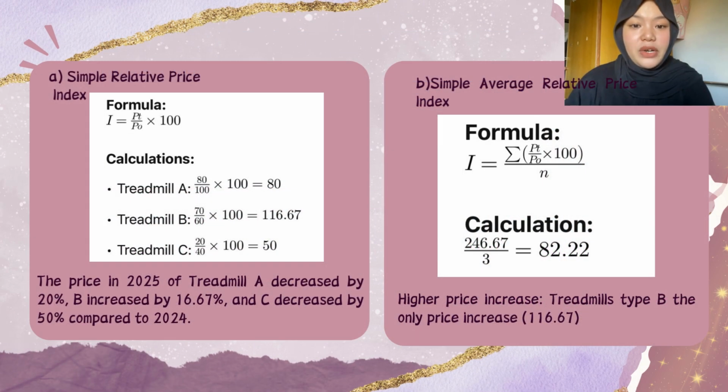Now we calculate the simple relative price index for each treadmill. The formula used is I is equal to PT divided by PO times by 100, where PT is the price in the current year, which is 2025, PO is the price in the base year, which is 2024.